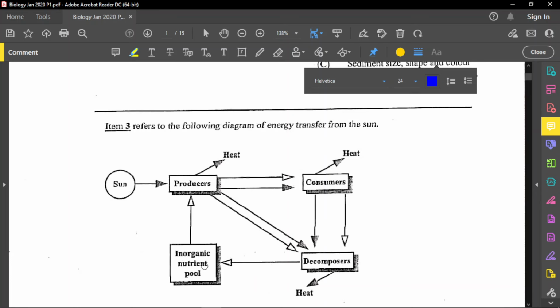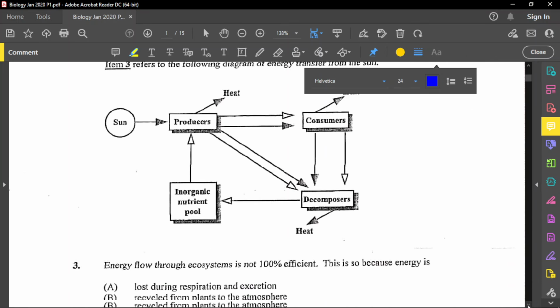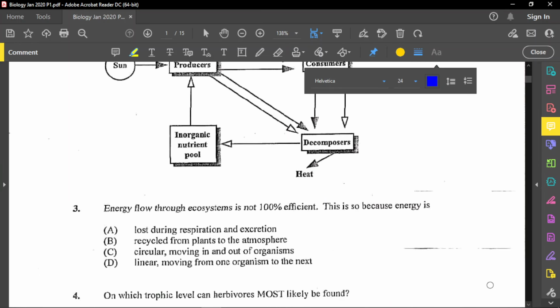The inorganic nutrient pool is really the substances that are available after decomposition that plants may use again, such as the nitrates and all of those things. All right, so the question actually reads that energy flow through the ecosystem is not 100% efficient. This is so because energy is what? And so it's lost during respiration and excretion. I'm going to come back to that one because that looks like a decent answer. It's recycled from plant to the atmosphere. No, that's not the reason why it's not 100% efficient.